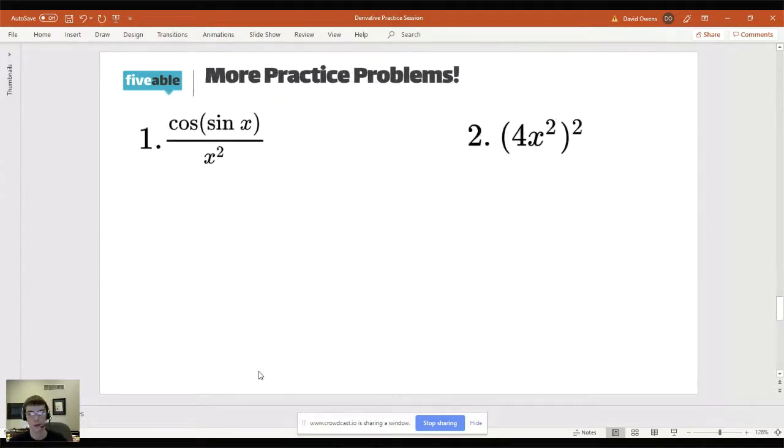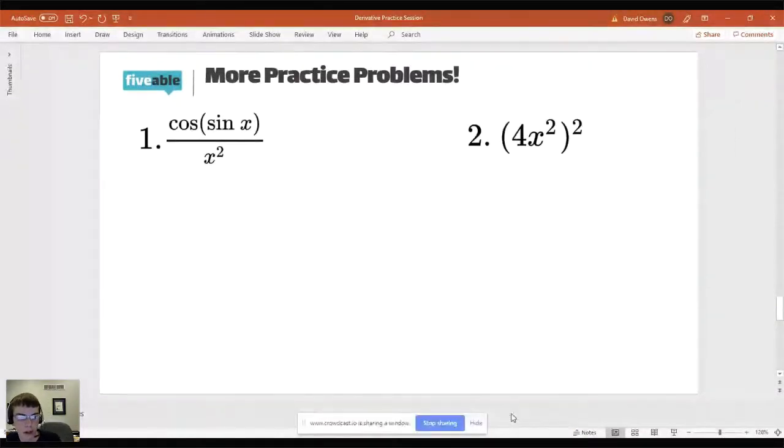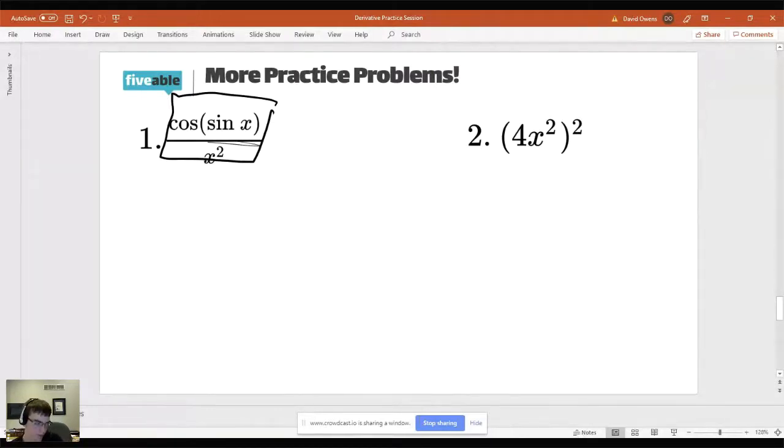All right, let's move on to our second batch of practice problems. All right, so let's take a look at this one. Now, I would think that this one might be the most complicated one that we've looked at so far. So you can see we've got a product rule here. We've got one function over another function. And then you can see we also have a chain rule up here.